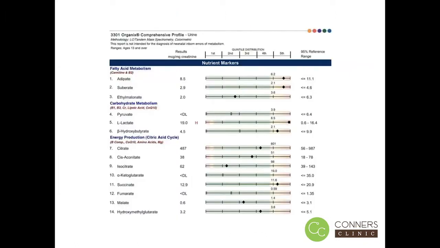Another way we can back up what we're looking at when we look at genes is by doing an organic acids test. This is looking at fats, proteins, carbs, energy production as well. Right now, again, we're just talking about fats, but we're looking at this top section here, and we can see labs are markers in the high level, which indicates that there are some blocks in the metabolic pathway as far as fat utilization is concerned. So this is another way we can check in and see where a person is at as far as looking at labs.